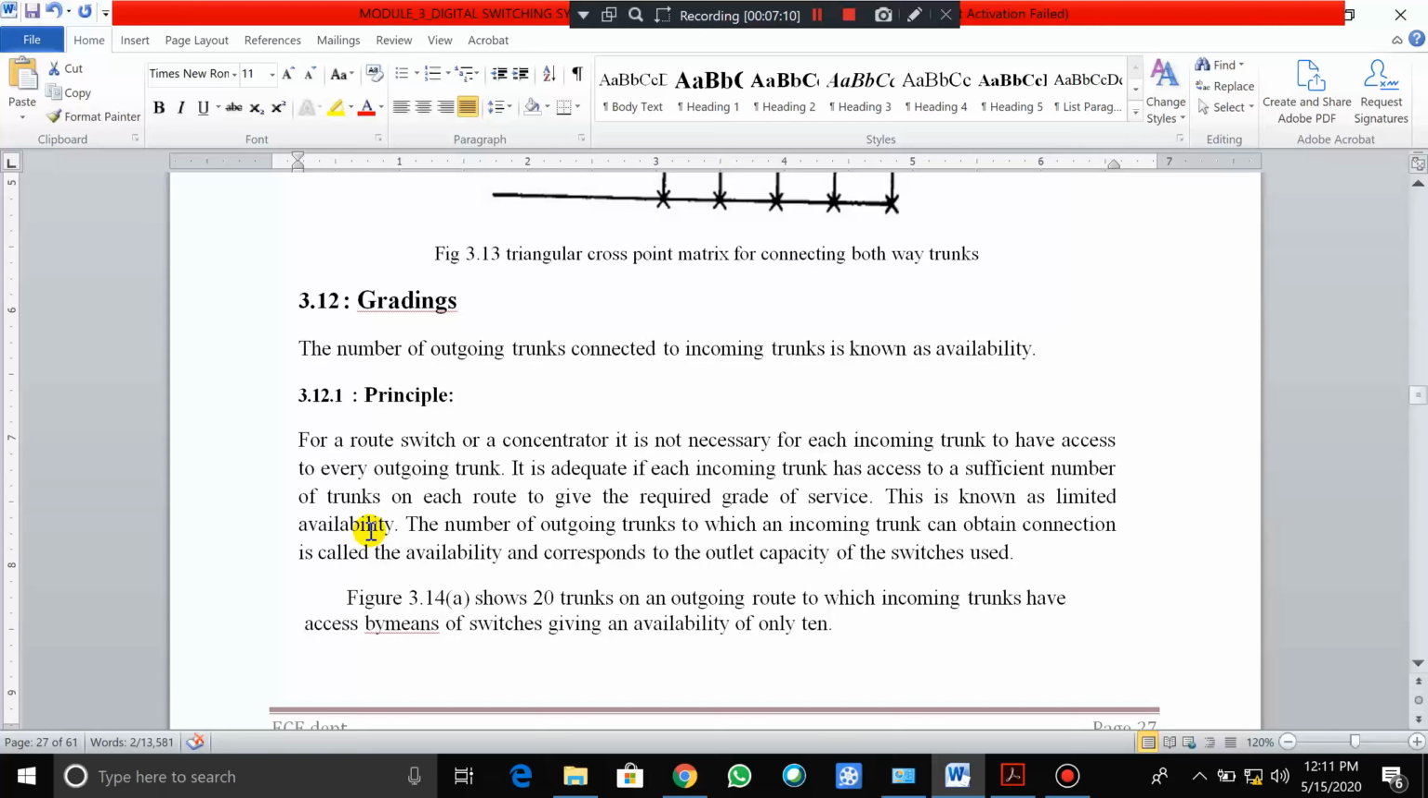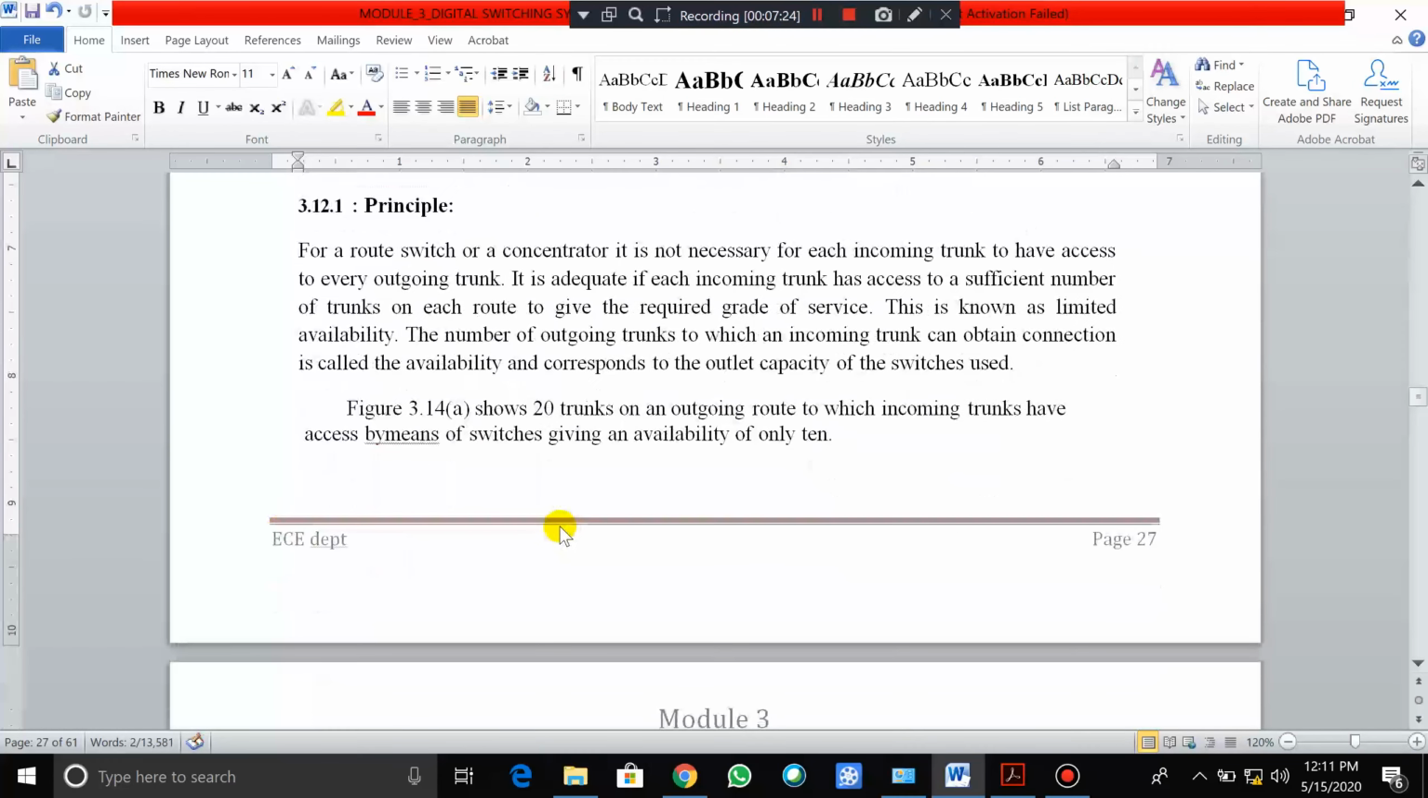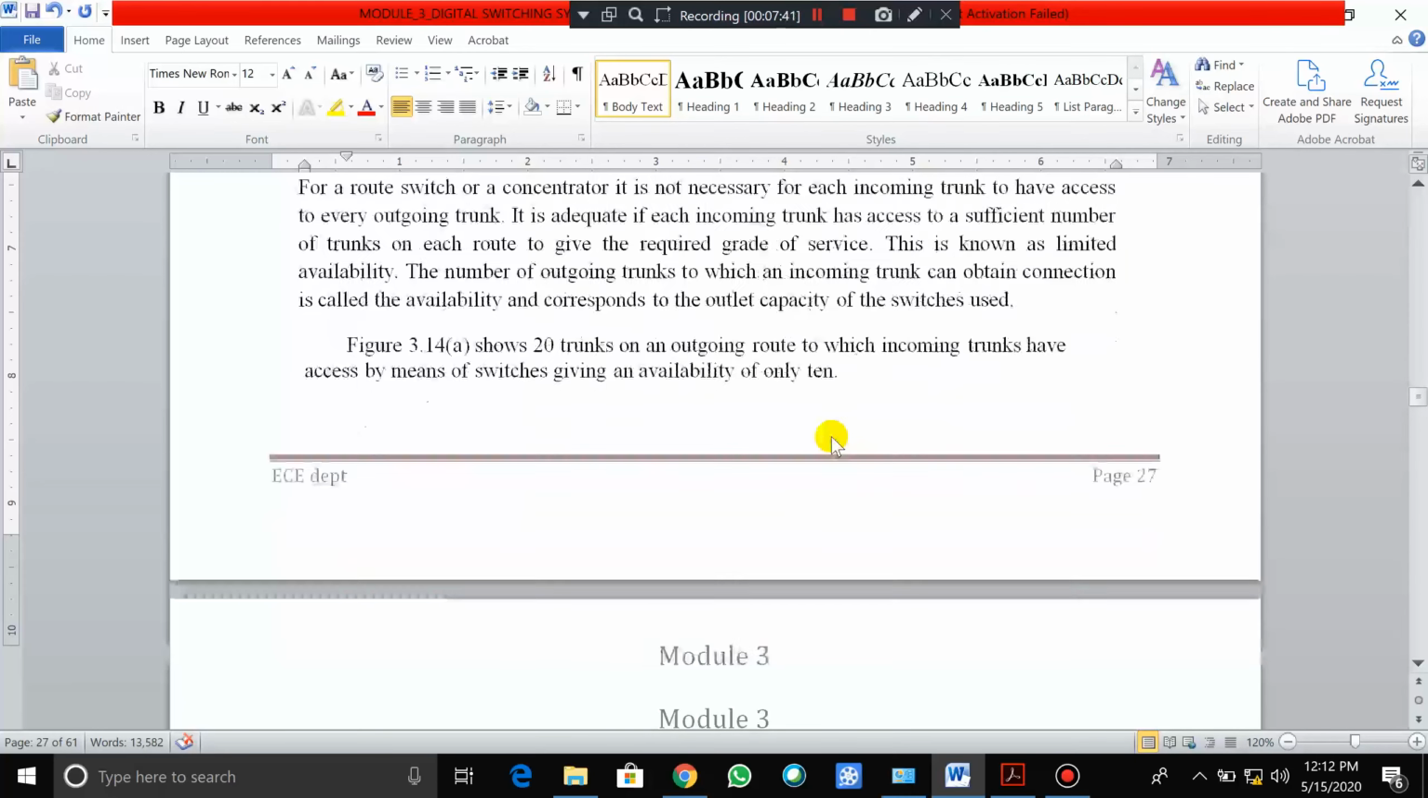The number of outgoing trunks to which an incoming trunk can obtain connection is called the availability and corresponds to the outlet capacity of the switches used. So let us see the diagram below, which shows 20 trunks on an outgoing route to which the incoming trunks have access by means of switches giving an availability of only 10.